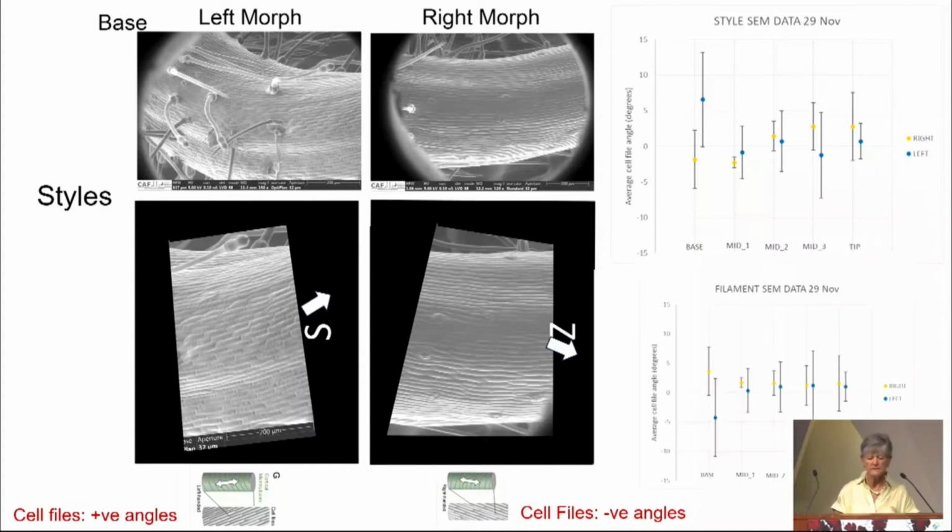If we look at the filament, we get the exact opposite, which is what you'd expect, because if your style is going to your right, then your filament's going to the left. And here, our right filament has got a positive angle, and the left filament's got a negative angle.